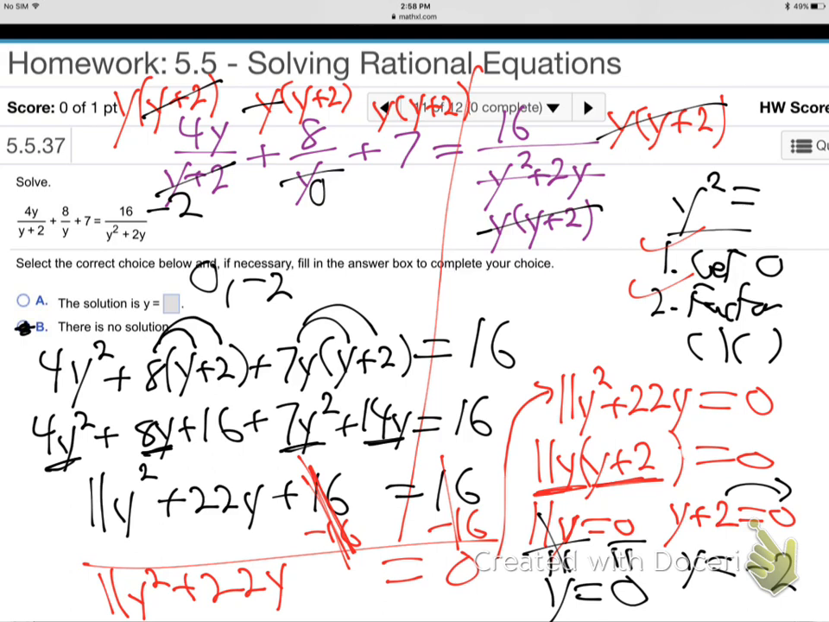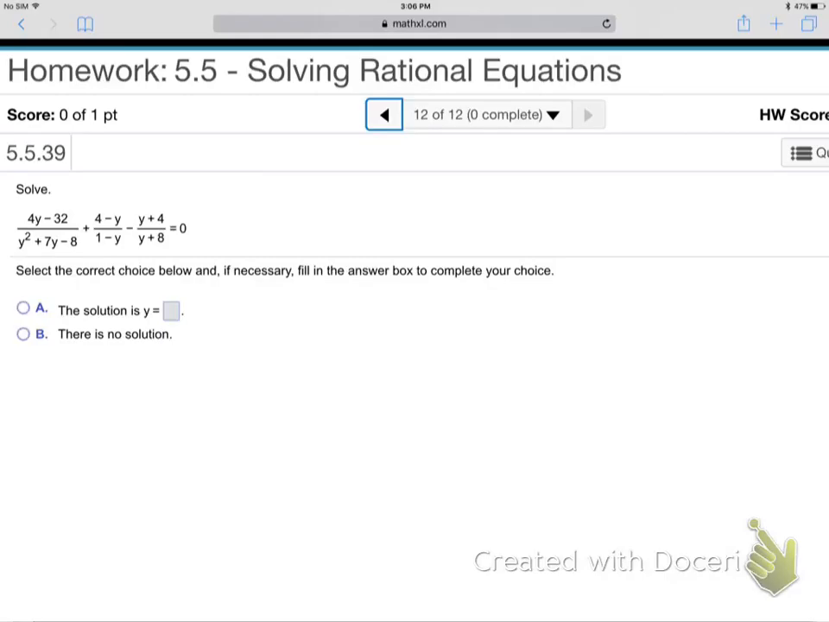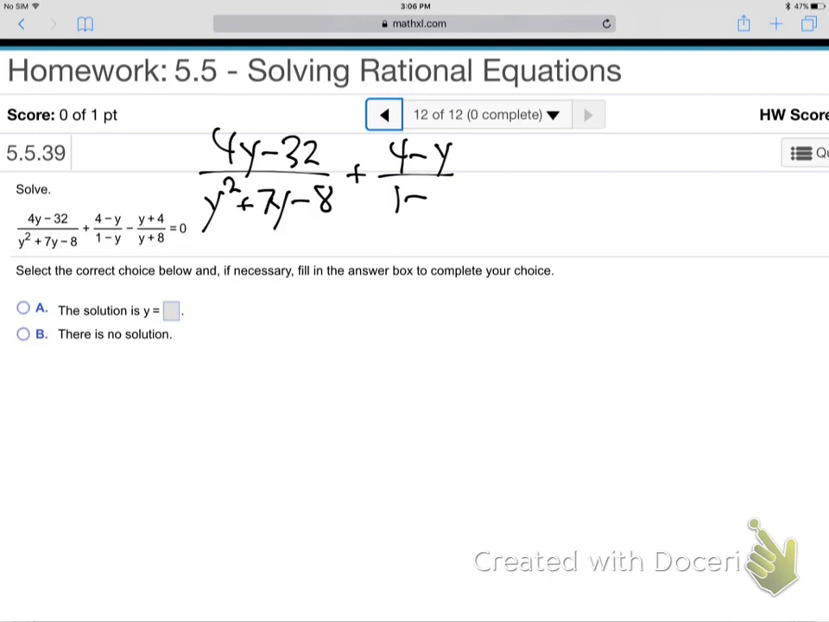Number 11, no solution. Doesn't this insanity ever end? And there it is. Both are bad. Are we there yet? We got one more. Let's see our last one. Brain hurts. All right. So 4y minus 32, you have to come at it with conviction, over y squared plus 7y minus 8. 1 minus y. Yeah, this one.